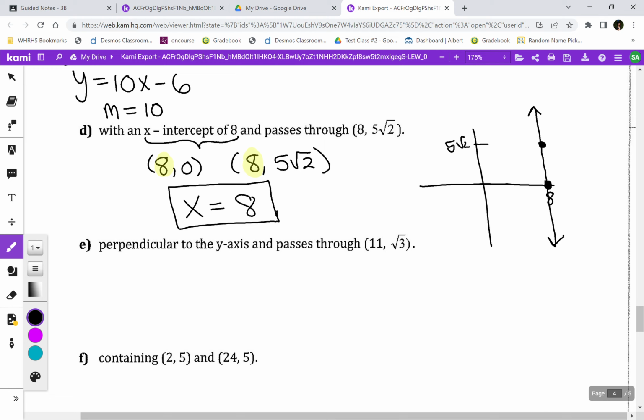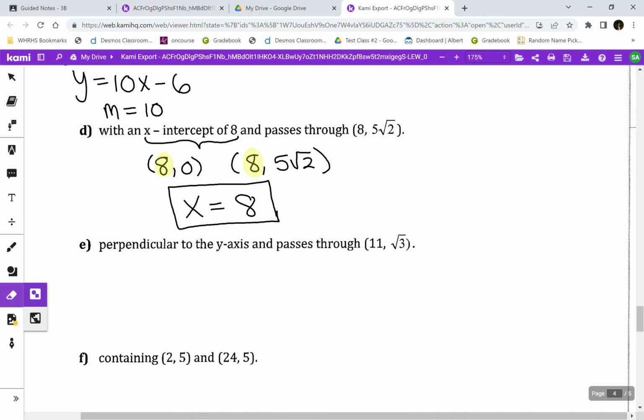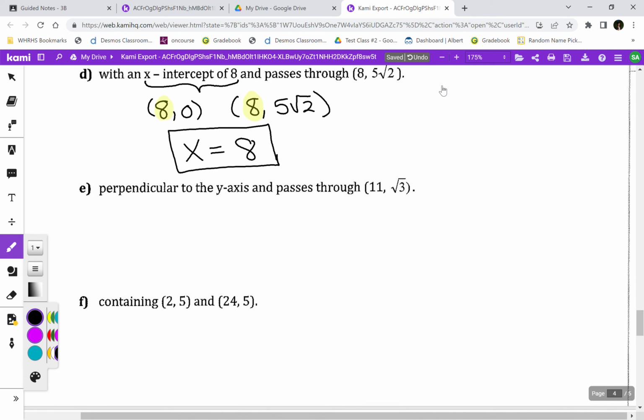Okay, so now letter E is saying we are perpendicular to the y-axis. Right, we need a visual here. Definitely need a visual here. Which one's the y-axis, the vertical line or the horizontal line? Chase? The vertical line is the y-axis, the horizontal line is the x-axis. So now it's saying we're going to be perpendicular to the y-axis and pass the point 11, root 3.